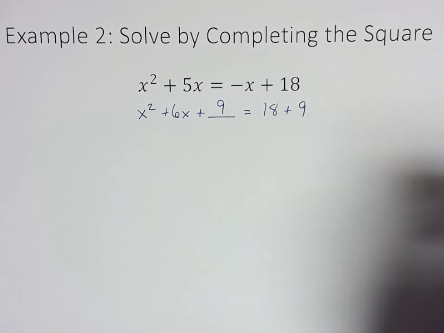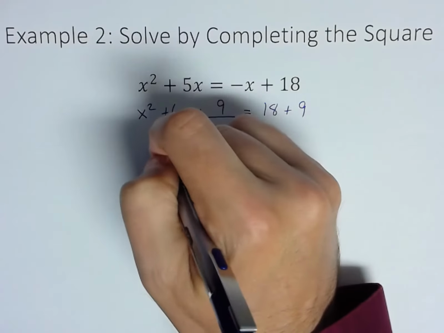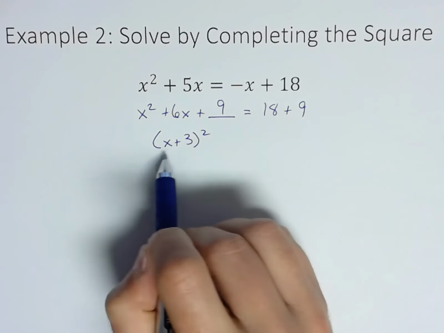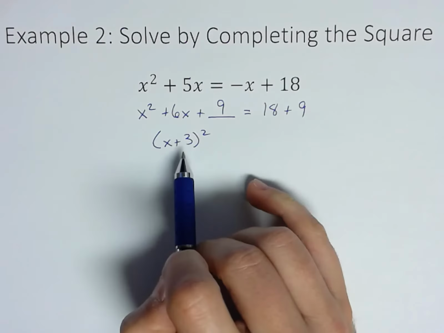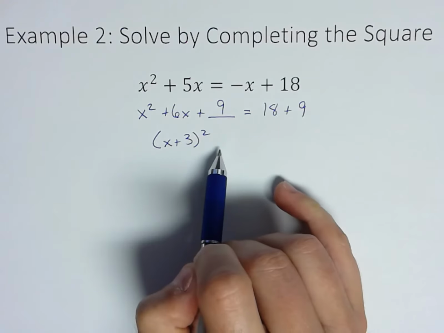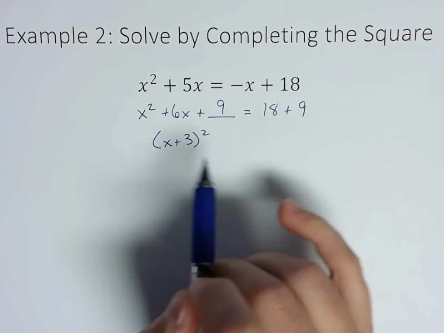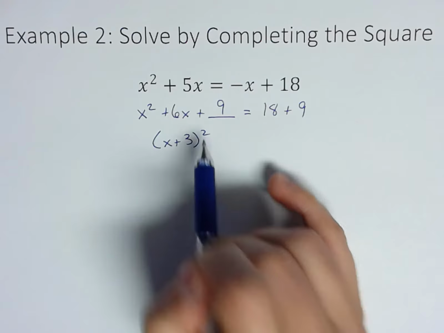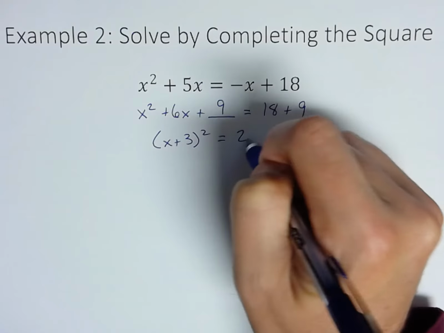Keep our equation balanced. This side now is going to factor to x plus 3 squared. Always going to be a nice perfect square. I'll get students sometimes, they'll write that as x plus 3 times x plus 3, which is true. But we want to write it as a nice perfect square. So just do it as this squared equals 27.